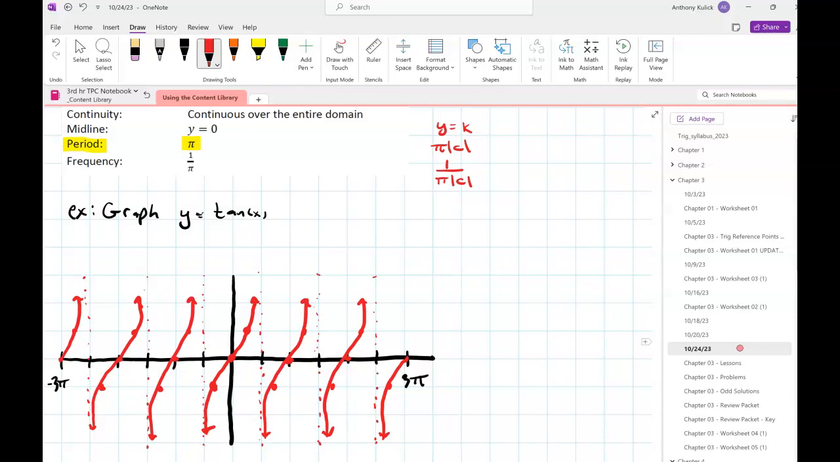So that's our graph of regular old tangent. So let's say that we wanted to graph the following.